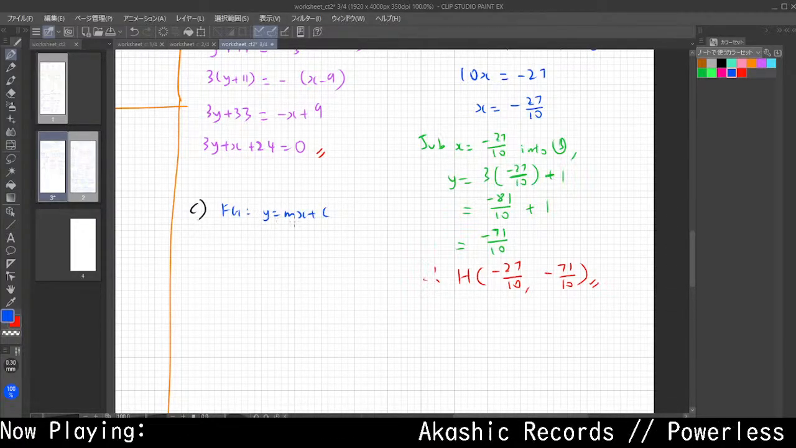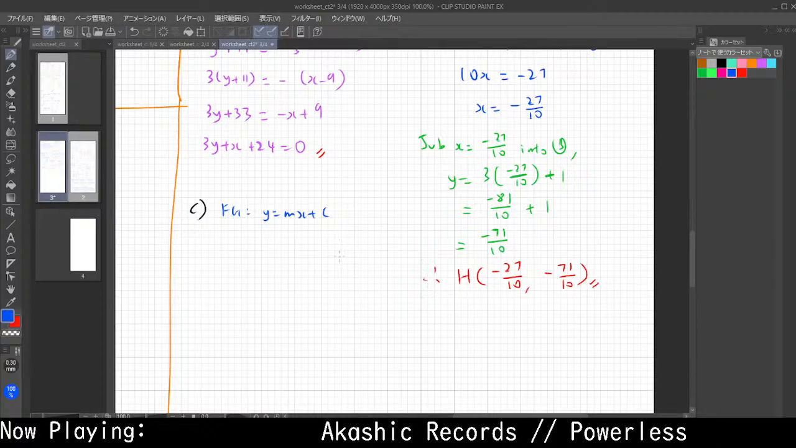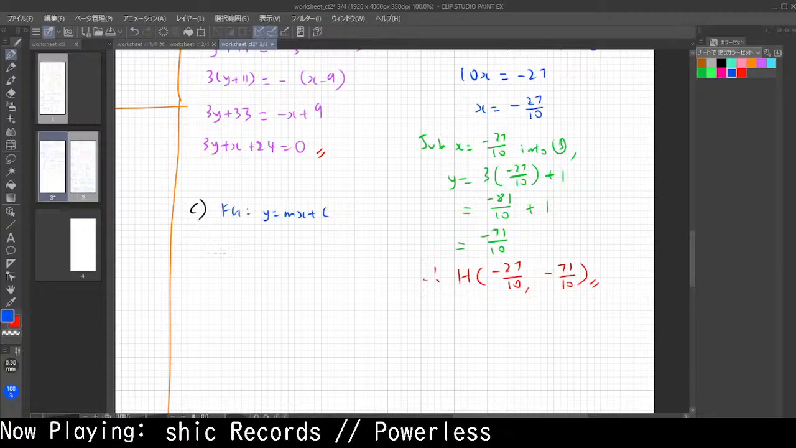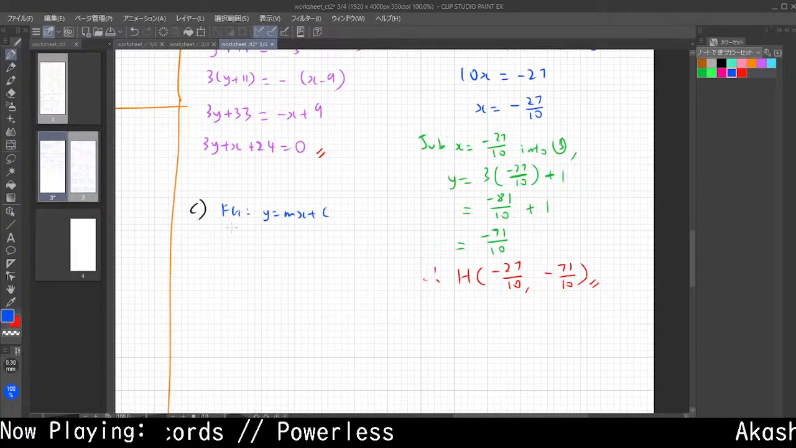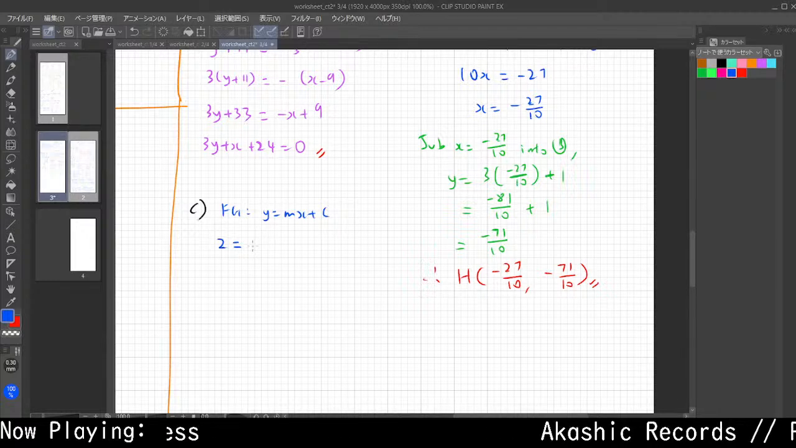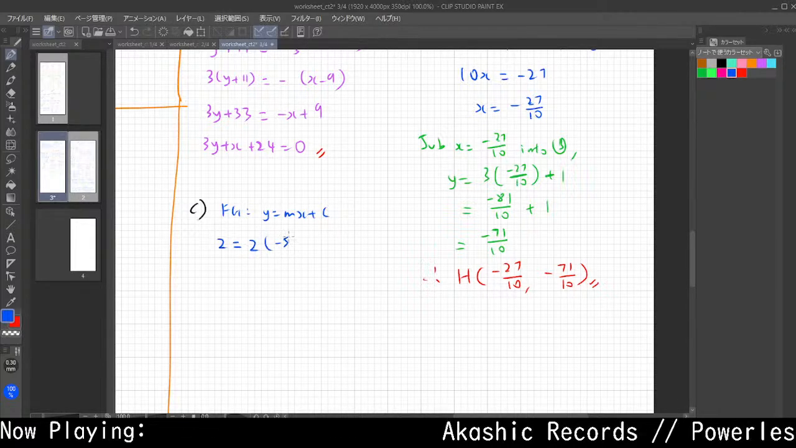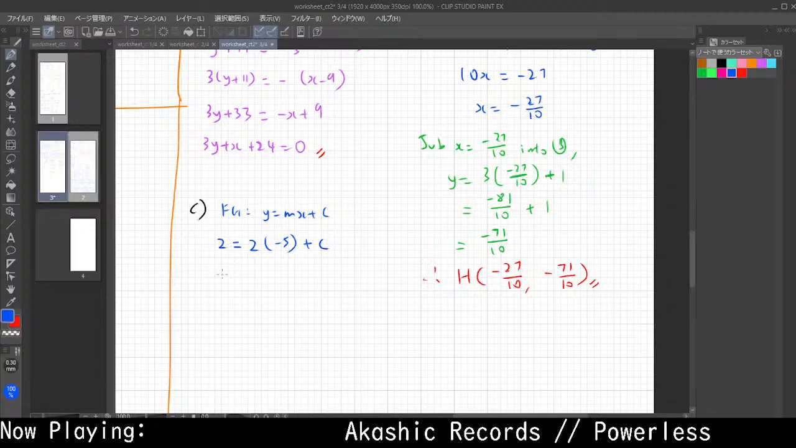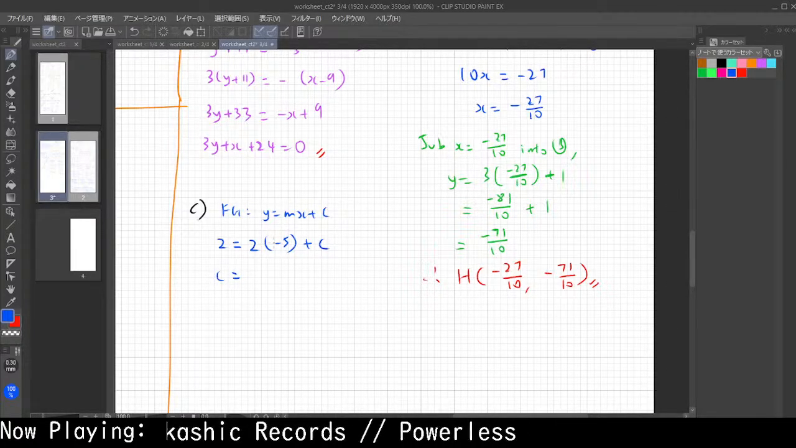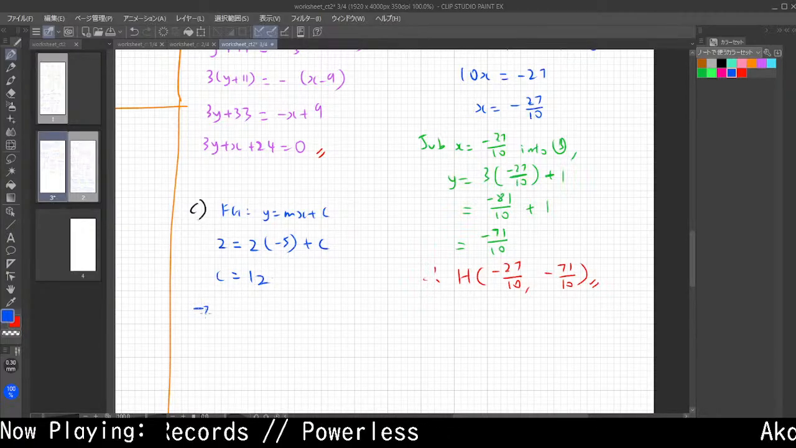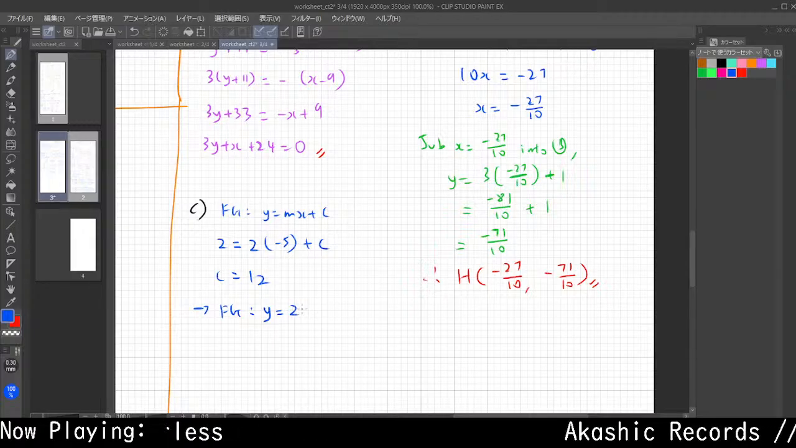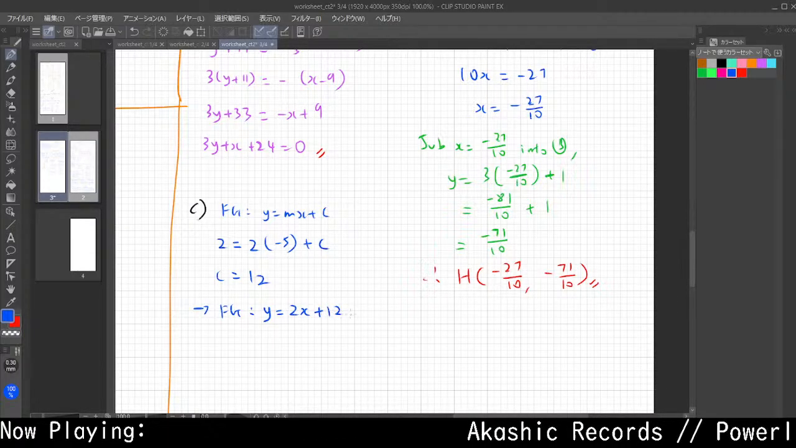Your gradient is 2, and you know that G has coordinates, so you can find your c in this case. Two equals m, which is 2, times x, which is negative 5, plus c. So c, this is minus 10, bring over becomes plus 2 plus 10, you get 12. Therefore, FG has equation y equals 2x plus 12.